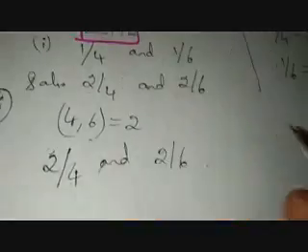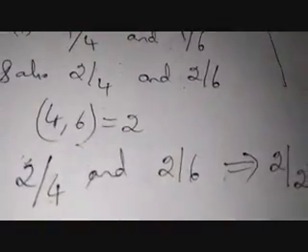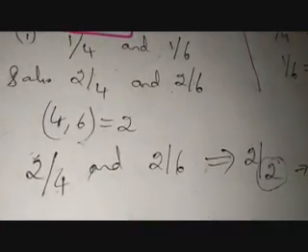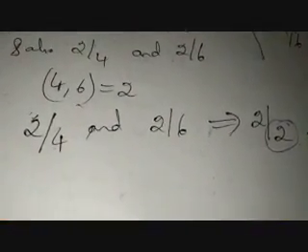So 2 divides 4 and 2 divides 6 implies 2 divides 2, right? Hence this 2 is nothing but the greatest common divisor or HCF. The second condition also is very simple. This is by the definition we have discussed here. That is true. We are done with this.